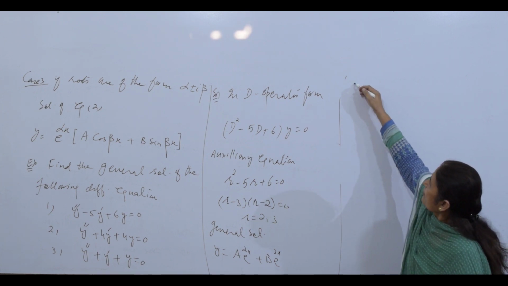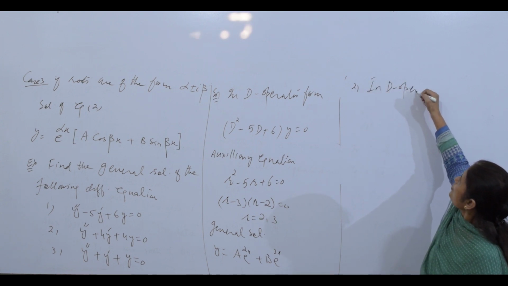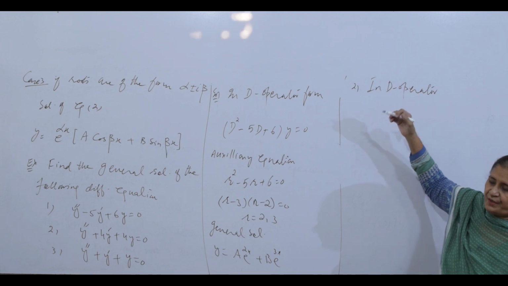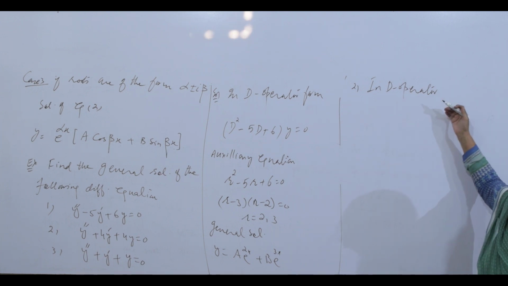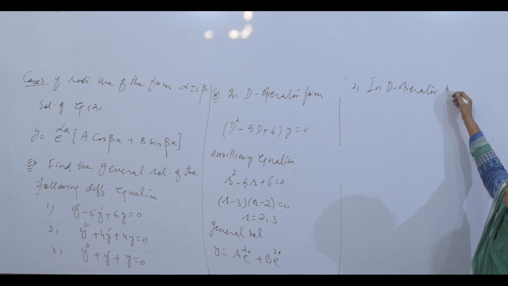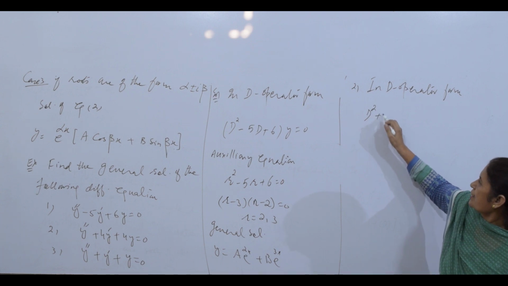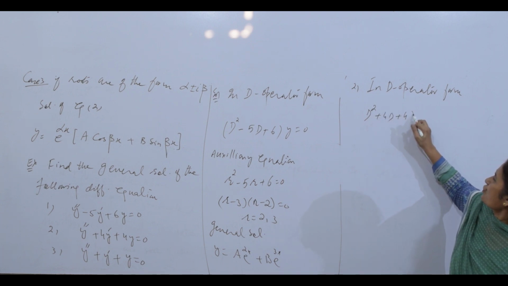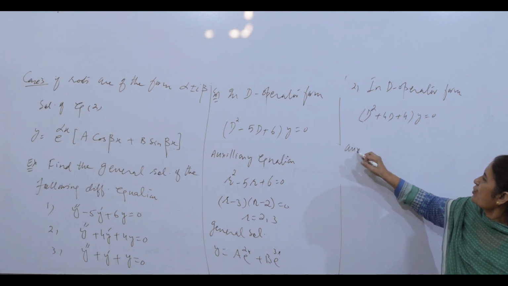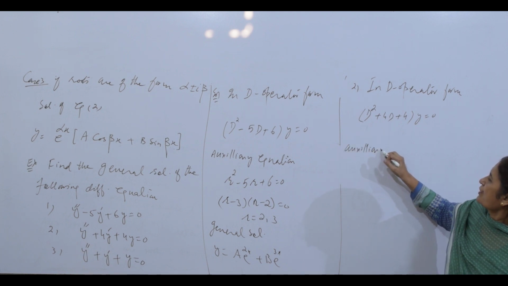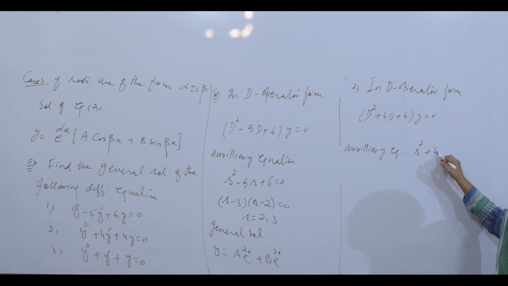Second in D operator form. Because we are using the D operator method to solve the linear homogeneous equation. In D operator form, I am writing the second, which is D square plus 4D plus 4 operate on y equal to 0. From here I am writing the auxiliary equation. It means D is replaced by r.